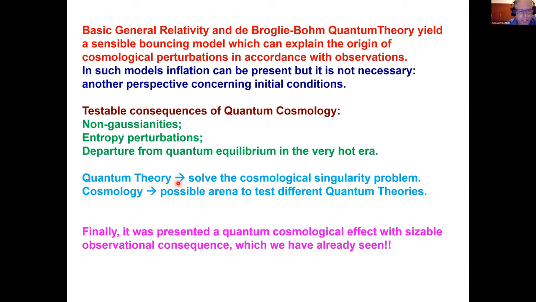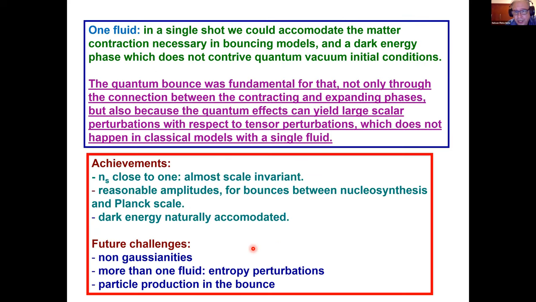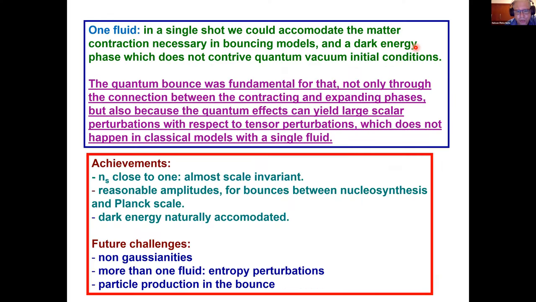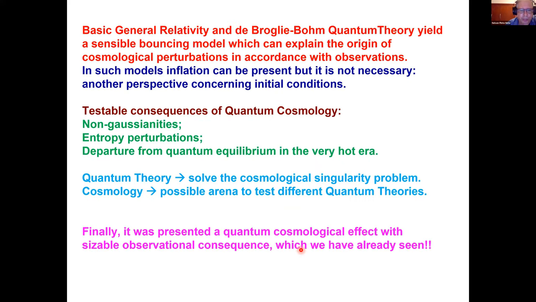And so finally, just to tell you, quantum theory really helped cosmology because, for instance, it solved the cosmological singularity problem. And cosmology also can help quantum theory because it can offer a possible arena to test different quantum theories. And finally, I presented a quantum cosmological effect with sizable observational consequence, which is the effect I showed you here. Of course, there are alternative explanations for this in other theories, inflation and so on, but it's interesting that in this framework, the only way to save this model is through this quantum cosmological approach using the de Broglie-Bohm theory.